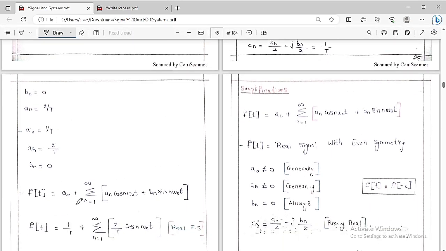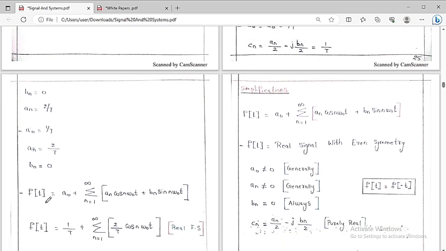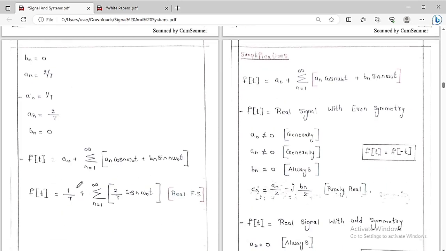Now what is the standard expression of the trigonometric Fourier series? f of t is equal to A naught plus sigma, n equals 1 to infinity, of an cos n omega naught t plus bn sin n omega naught t. We know all these values: A naught is 1 by t, an is 2 by t, and bn is 0, so that term becomes 0. Only these two terms remain. Therefore, f of t is equal to 1 by t plus sigma, n equals 1 to infinity, of 2 by t cos of n omega naught t. So this is the trigonometric Fourier series expression.